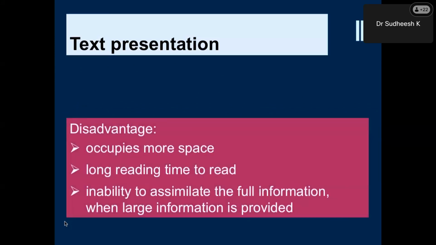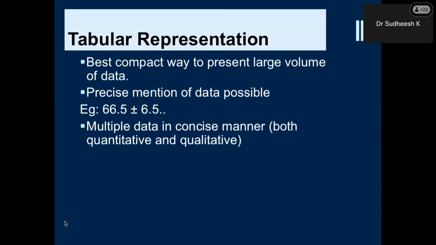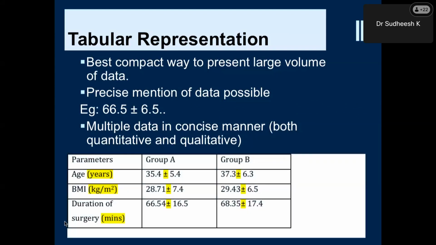The disadvantage is that it occupies more space, takes a long time to read, and there is an inability to assimilate the full information when a large amount of information has to be provided. That is why you move on to either tabular or graphical representation. Tabular representation is the best compact way to present a large volume of data, where precise mention of data is possible, for example in integers or decimals, and multiple data, whether quantitative or qualitative, can be represented concisely. See, the entire thing is represented in the form of a single table. You see the age, duration, BMI, even gender, everything in one table.